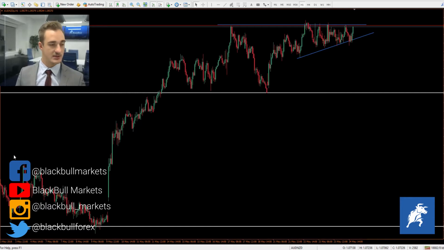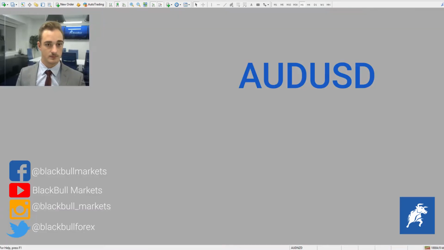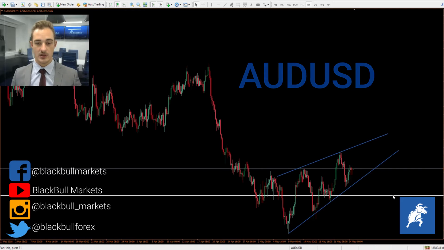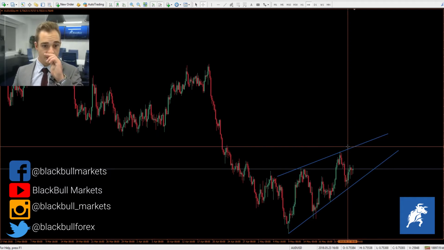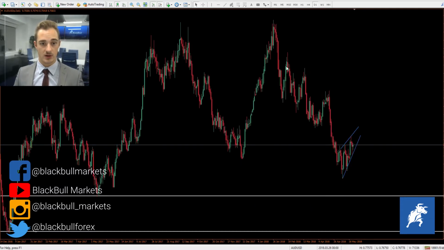The next one we'll be looking at is the Aussie US Dollar. This one has formed a pennant, you can see here. So depending on breaks to the upside or to the bottom side, I will take that trade. Again, a nice strong trend to the downside. You can see here on the daily it was just nice and strong.